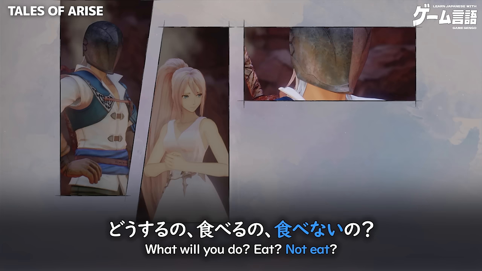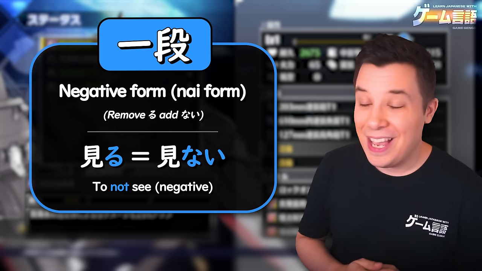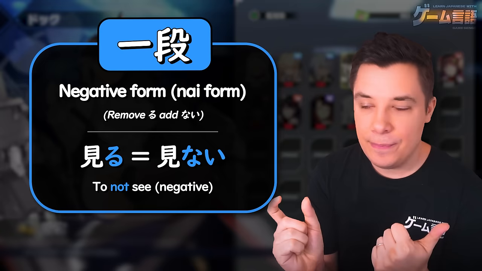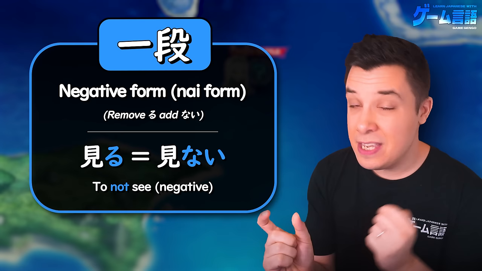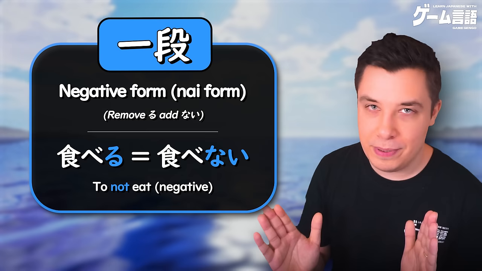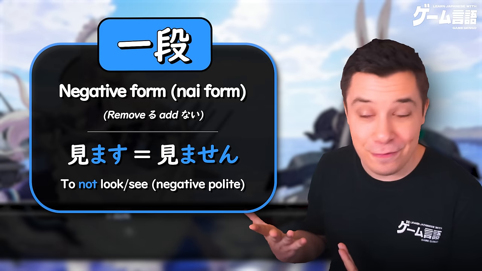And just remember, like I said before, if the vowel that comes before nai is an i or an e sound, it's 100% an ichidan verb. Minai, to not look. Tabenai, to not eat. 100% ichidan.